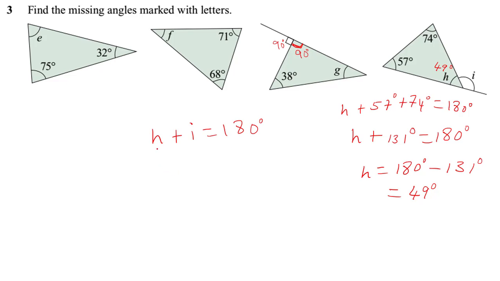Now we know that H is 49. We're looking for I, which is 180 if you add them. Now to find I, again, you do the opposite. You do 180, take away the 49. So 180, you're going to take away 49 degrees. And you're going to find that the answer is going to be 131 degrees. So that's how to do that. So hope that was useful.